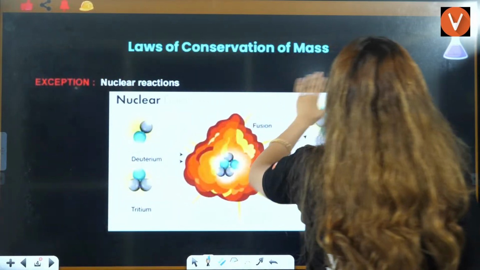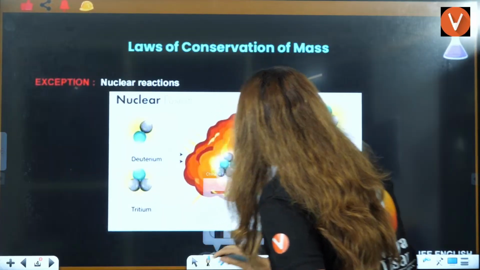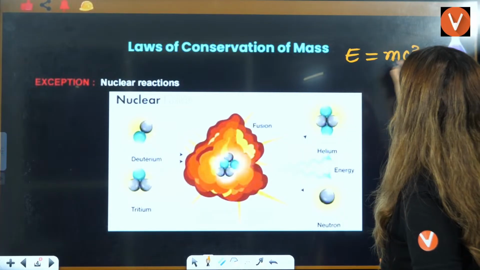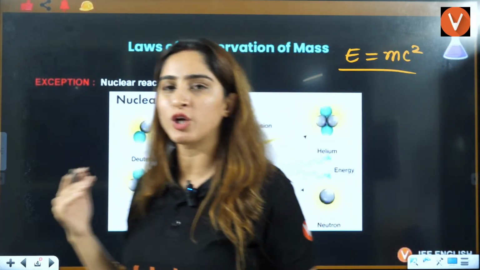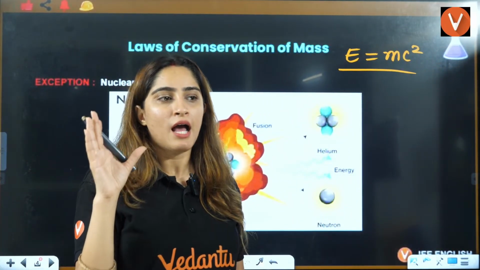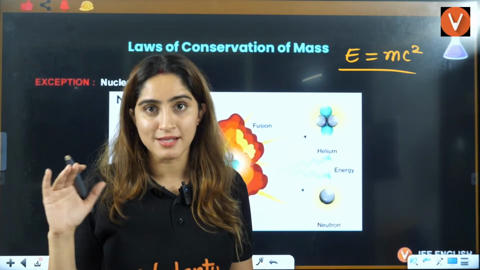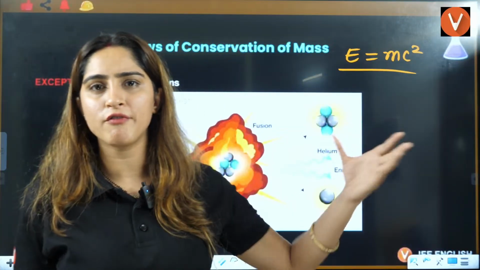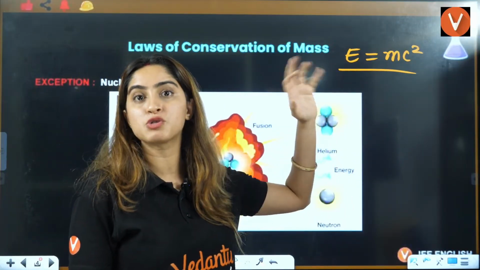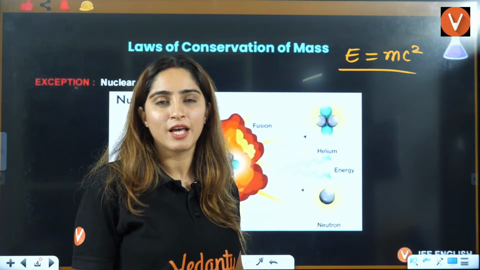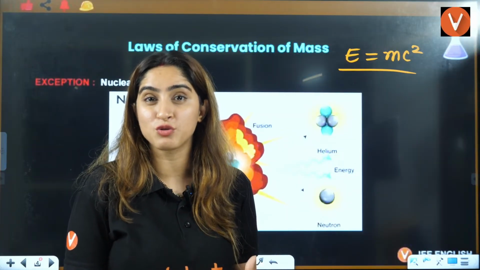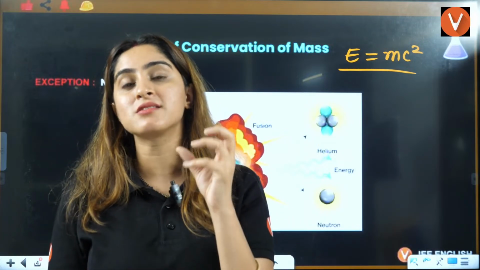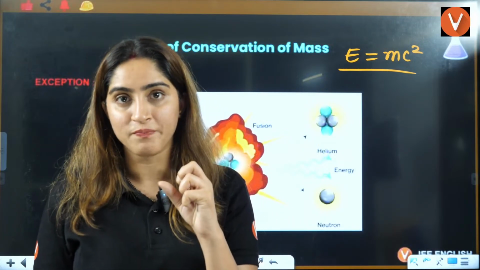And I know you're thinking, ma'am, is this physics class? This is not physics class, but my point is not to have students who are just cramming things. Let's discuss this. E is equal to mc square. You must have heard about this formula so many times in your life, if you're a science enthusiast. This equation was given by Einstein.